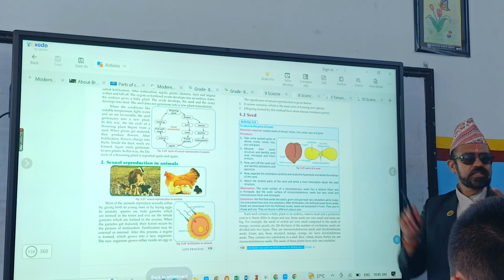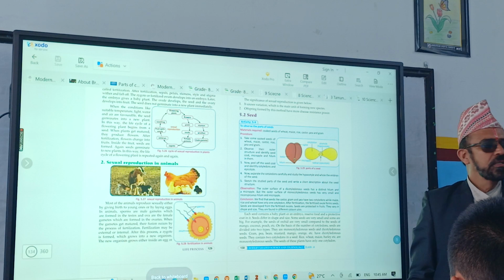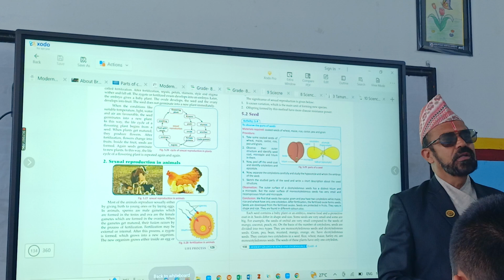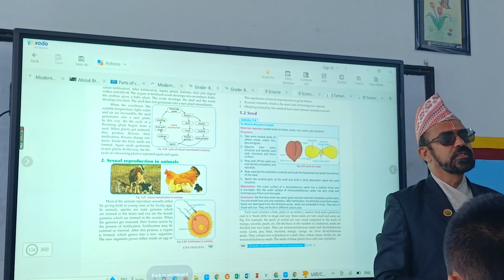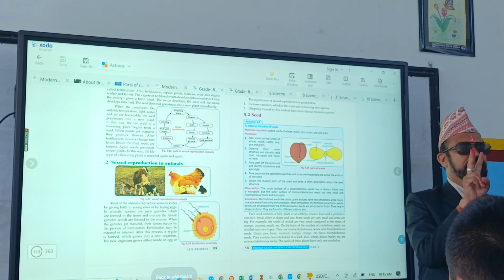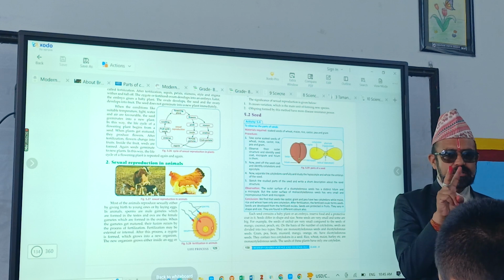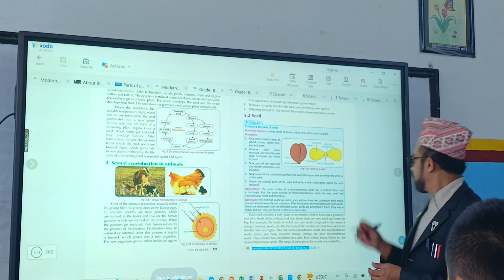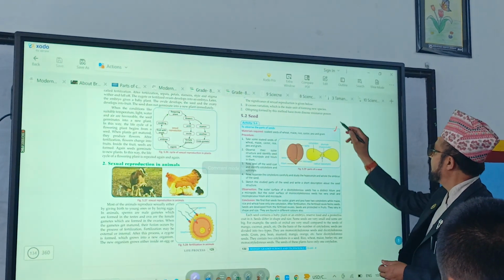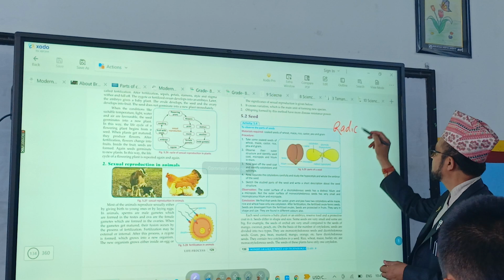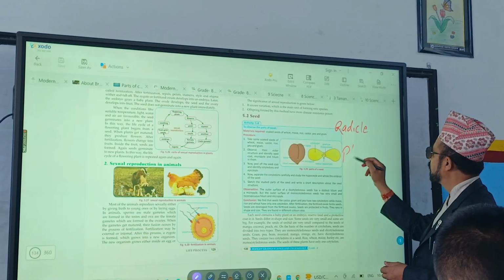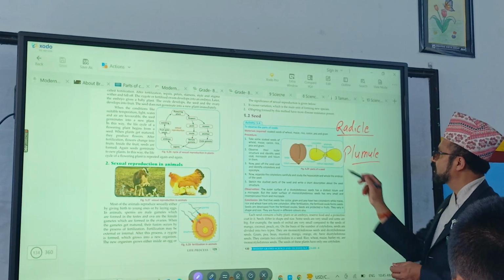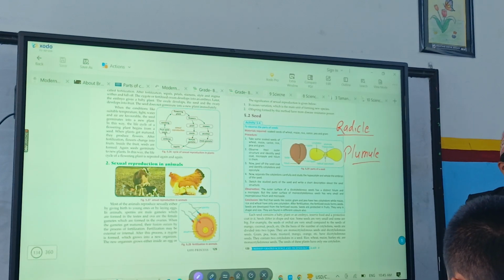And in the seed, there is a baby plant. Inside the seed, there is a baby plant. That baby plant is called embryo. What do you call it? Embryo. Embryo has got two parts. What are they? Radicle and plumule. Radicle, what is the spelling? Radicle. Plumule. Radicle and plumule, these are the two parts of embryo, the baby plant.